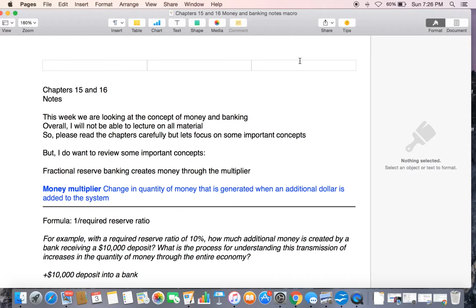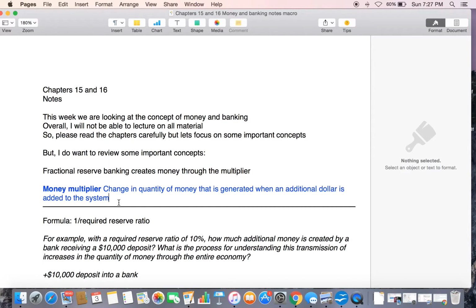So fractional reserve banking is what creates money, and it operates through the money multiplier. The money multiplier, defined, says that any change in quantity of money that is generated when an additional dollar is added to the system would be based on the money multiplier. And that money multiplier will tell us how much of a change in quantity in money we see when there is an additional dollar added to the system.